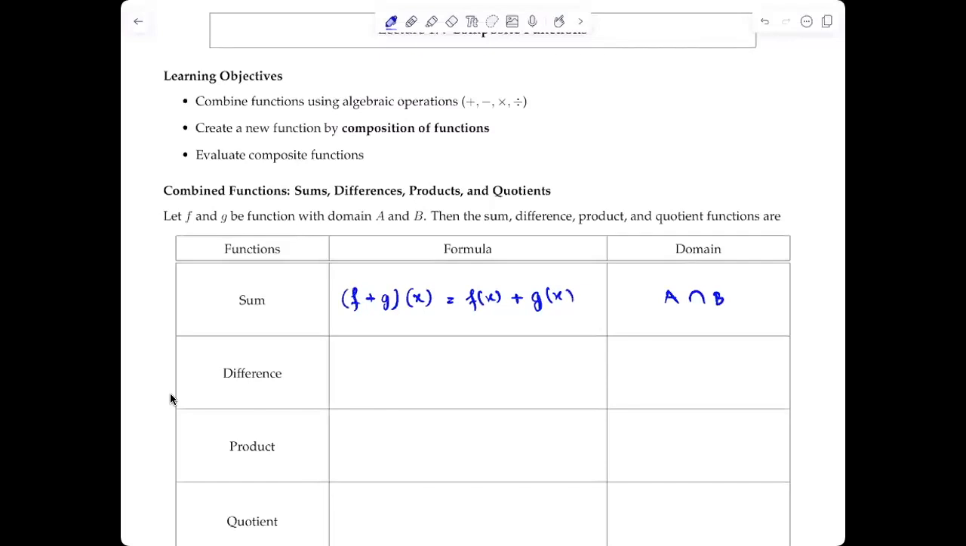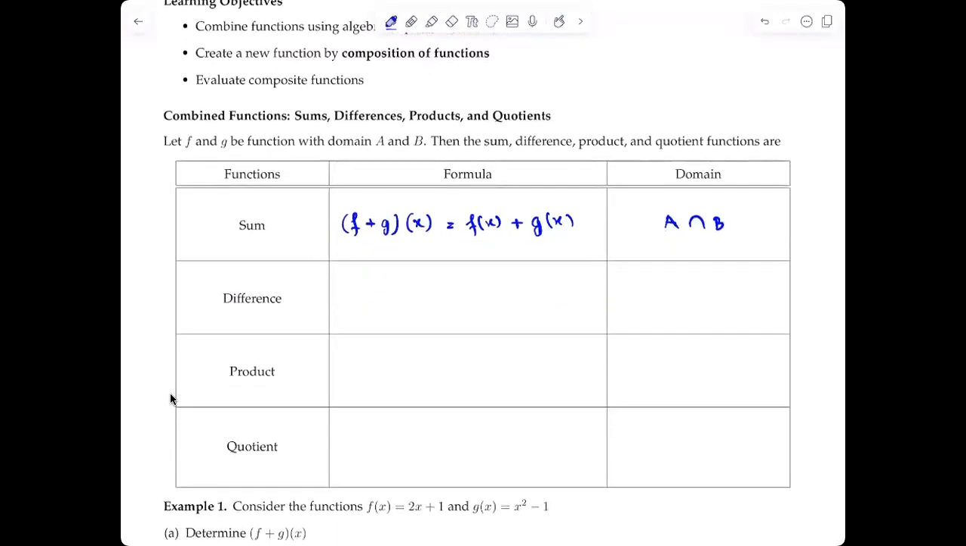We're not going to focus too much on finding the domain of a combined function because it gets quite complicated for different functions, especially when you get to a rational function. But I want to mention to you that the domain of the combined function, in this case the sum function, is the intersection between the two domains.